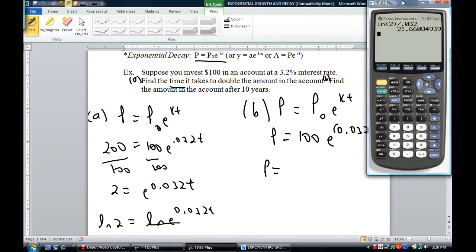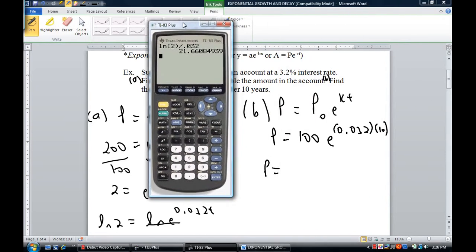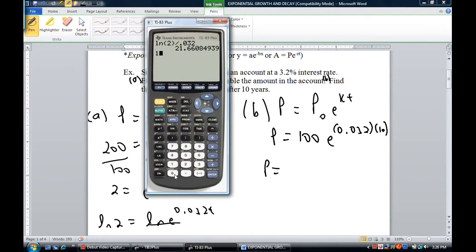Now here's how I type it in. I'll move it over here so you can see. 100. I'm going to use this e key over here. Exponent. Now I'm going to use parentheses. Now I'm going to type this in as 0.032 times 10. I don't want to get lost in all these parentheses, so that's why I'm typing in like this. Enter. And we get an answer that we would suspect. 137.71.